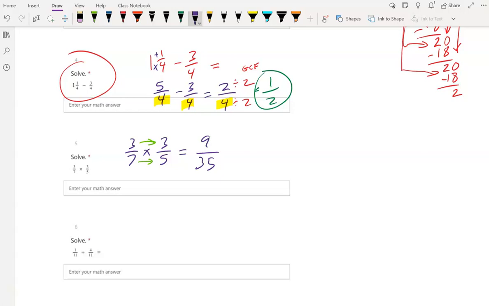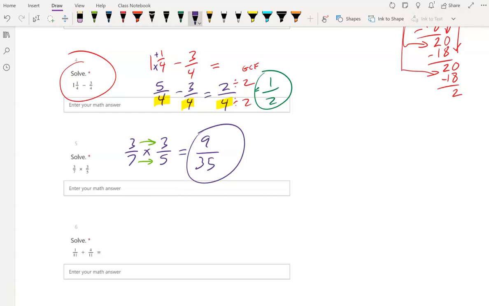9/35. And there isn't a number that will go into 9 and 35. They don't have any common factors except for 1, so there's nothing to simplify. That's our final answer. Multiply straight across when you multiply fractions.